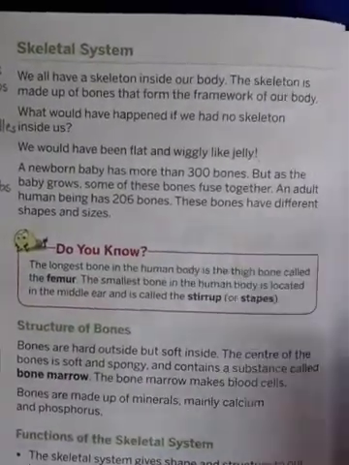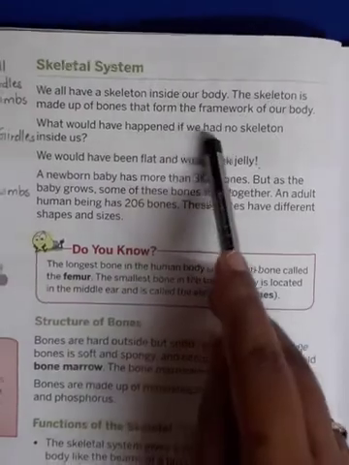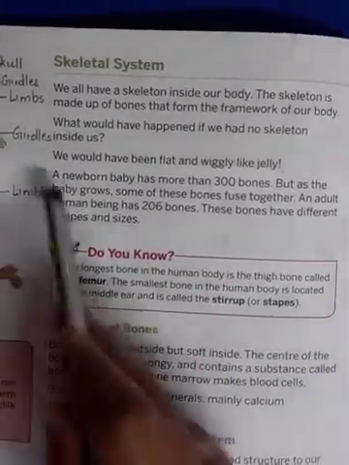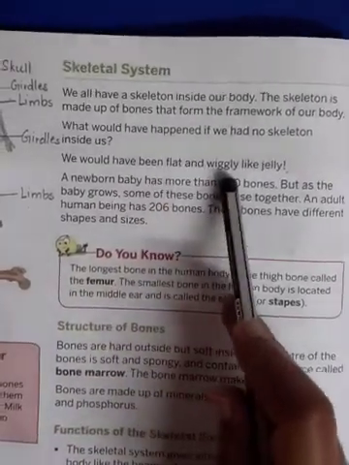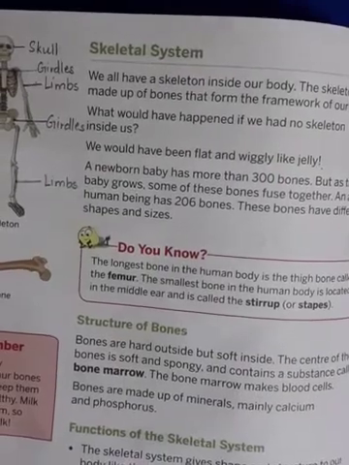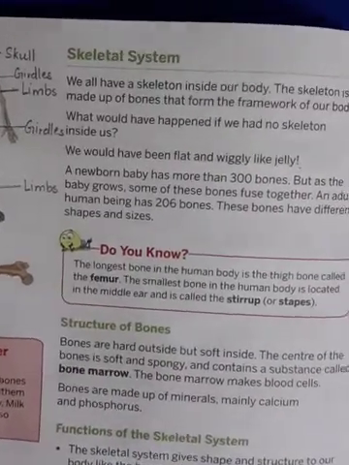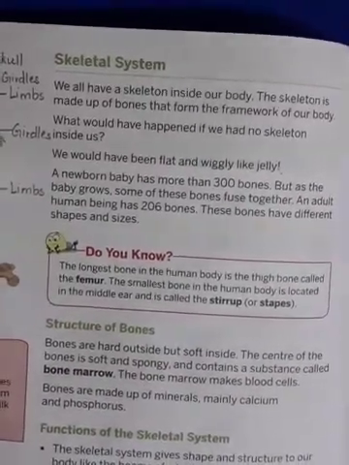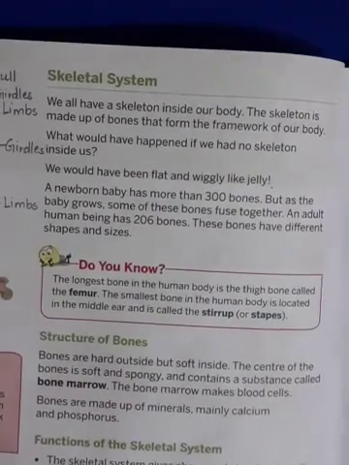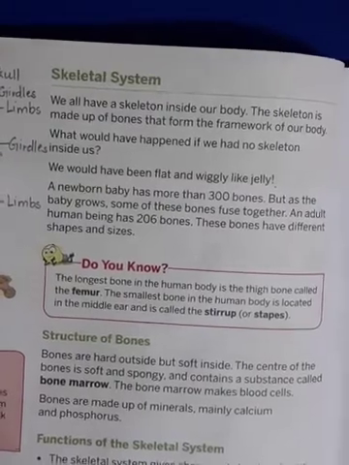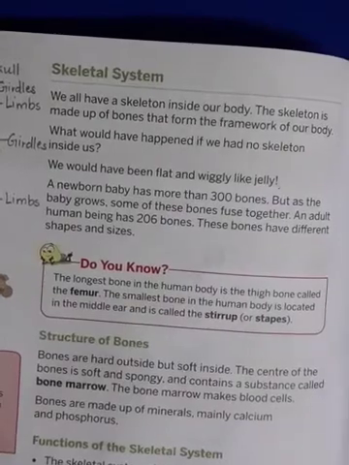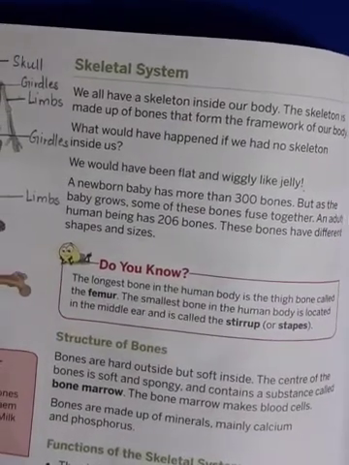Now, what would have happened if we had no skeleton inside us? We would have been flat and wiggly like jelly. Have you seen a jelly? It's flat and wiggly and has no shape. So, if we did not have a skeleton inside us, we would have been shapeless too. So, the skeleton system gives shape to the body.